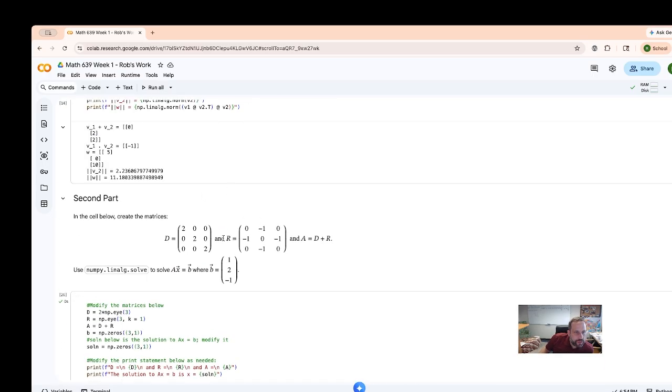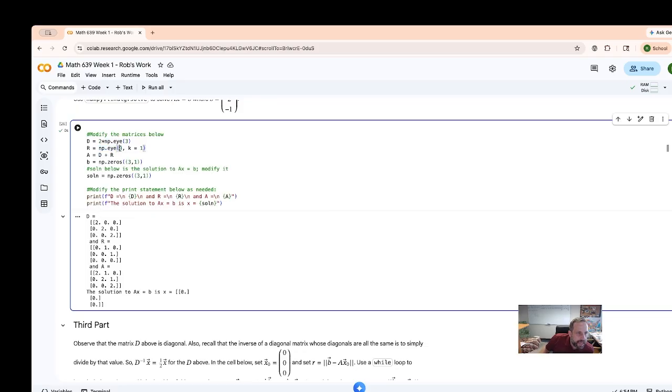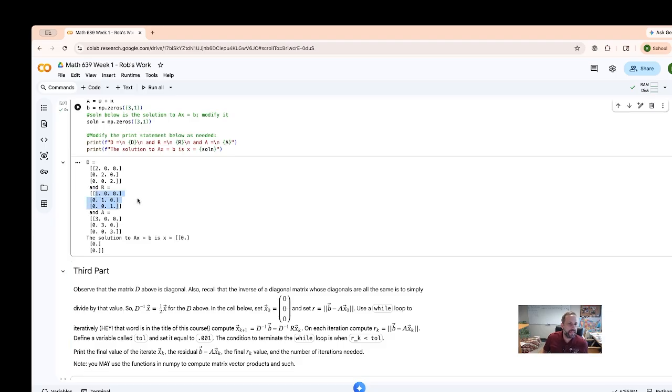This is what the R matrix is right now. But notice what I have here: np.eye 3, and then k is equal to 1. This gives me a matrix of dimension 3 by 3, and k tells me which diagonal I want the ones to be on. If I do k equals 0, that's the main diagonal, and we see that R is just going to be the identity matrix.